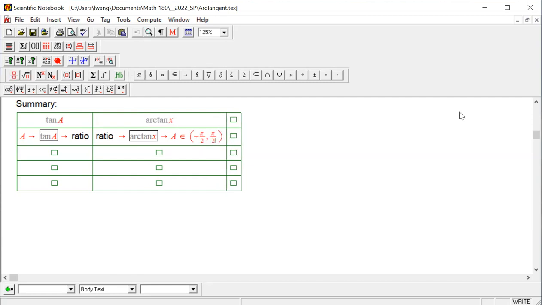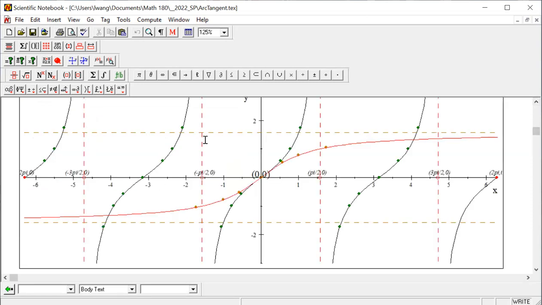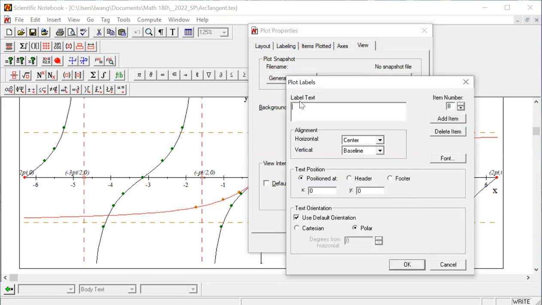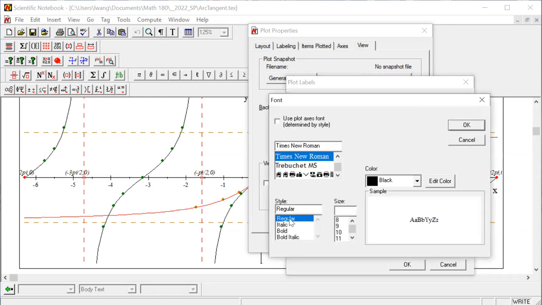Between these two lines, you see the red between two golden lines. The line in the bottom is y equals negative pi over 2. The top is y equals pi over 2. So let us mark it. It's very important that we understand that. So we're going to write y equals pi over 2.